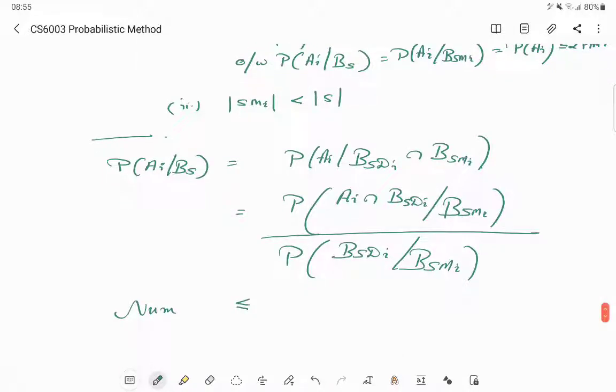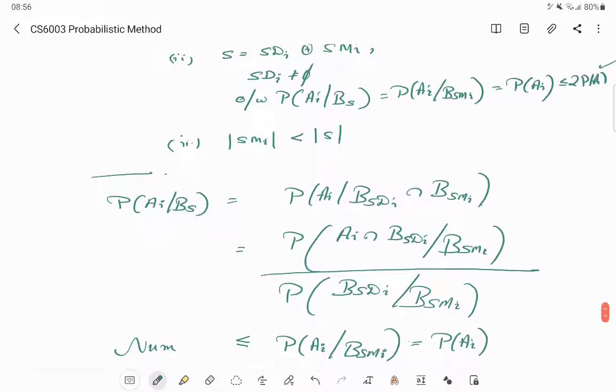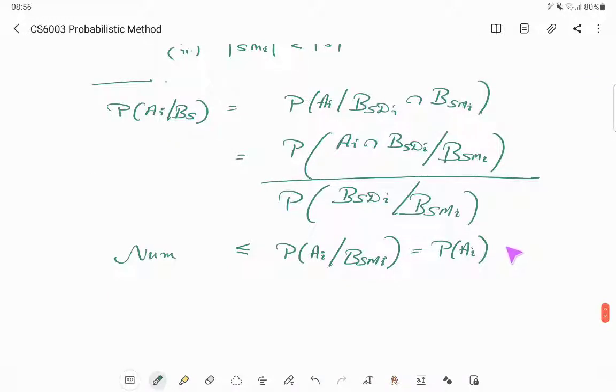The numerator we need an upper bound. This is an intersection of something, so I can always upper bound it by one member of the intersection even under the conditional world. And B SMi, if you remember, is independent. Ai is independent to that, so there is no conditioning required. The same fact we have used here also. But here we will stop at P of Ai. Okay, we will not upper bound it by twice P of Ai or something. Okay, this is the upper bound for numerator.